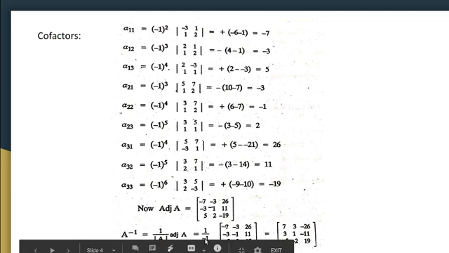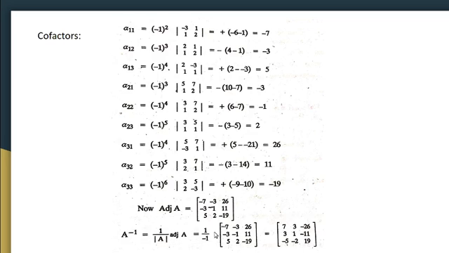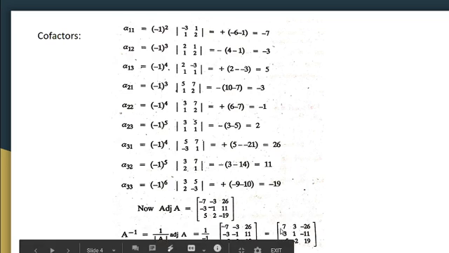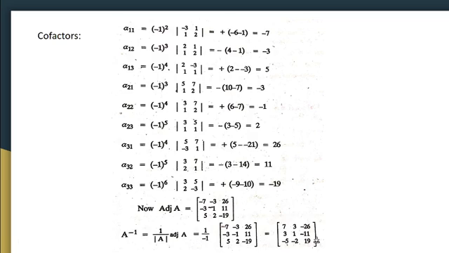So the determinant value is minus 1. So minus 1 times minus 7 is equal to 7. So you have to change the sign of all the elements in the adjoint A matrix. Then we will get the A inverse matrix. This is the way of finding A inverse using the formula adjoint A divided by determinant A.